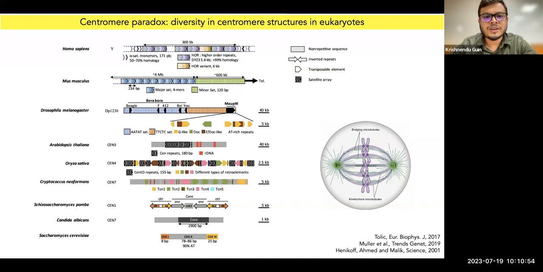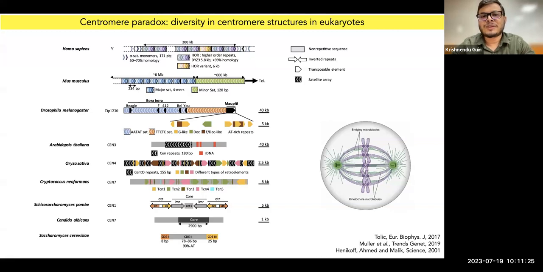So what I'm showing you here is a figure where you can see that the centromere DNA sequence of different species can be highly variable in terms of their DNA sequence length, the organization of the repeats, and the presence of the repeat structure. Both can be highly diverse across different species. And this is known as the centromere paradox in the field: why the centromeres are not conserved, although the process of centromere-mediated genome segregation is conserved.